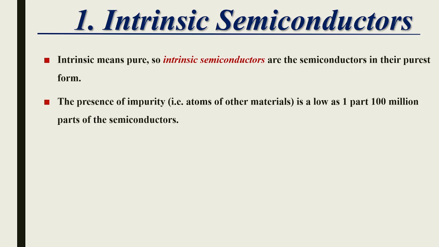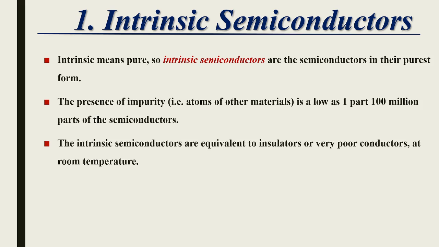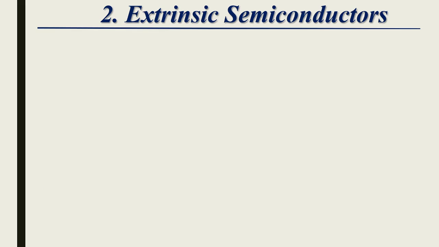The presence of impurity, and impurities are nothing but the atoms of other materials, is very low, as low as 1 part in 100 million parts of the semiconductor. So the intrinsic semiconductors are equivalent to insulators or very poor conductors at room temperature. For example, silicon and germanium.